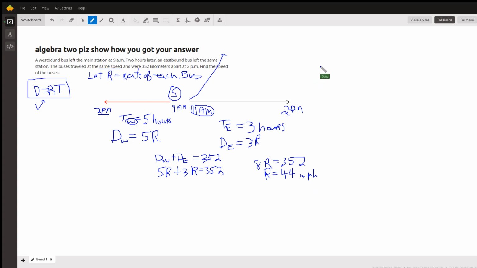If you want to double check, the westbound bus traveled for 5 hours at 44 miles per hour. So that bus traveled 220 miles. The eastbound bus only traveled for 3 hours at 44 miles per hour. So it covered a distance of 132 miles. And if we add those two together, we do indeed get 352 total miles, the miles apart.